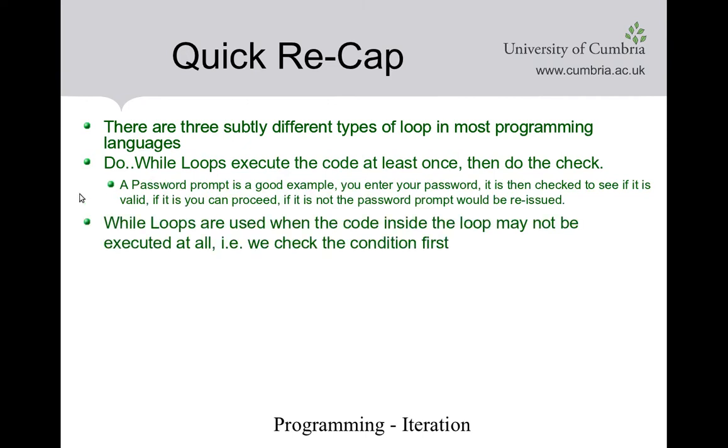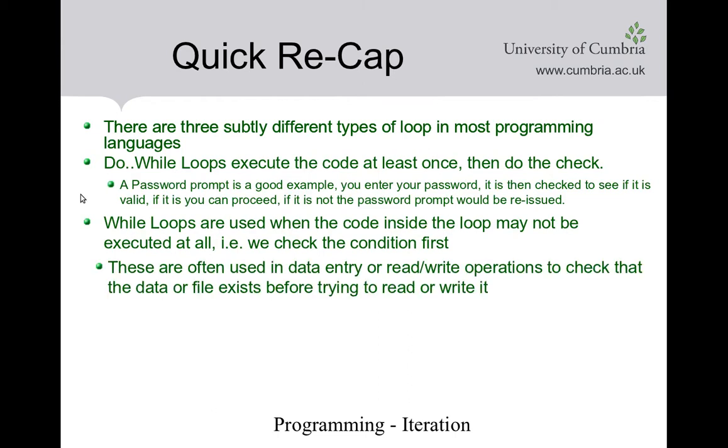The second type of loop is a while loop, and while loops are used when the code inside the loop may not be executed at all, so you do the check before you go into the code. These are often used in data entry or read-write operations to check that the data or the file exists before trying to read or write it, because that would result in some sort of error.